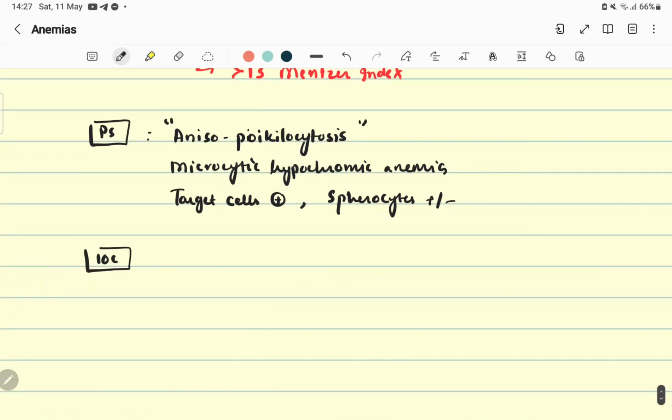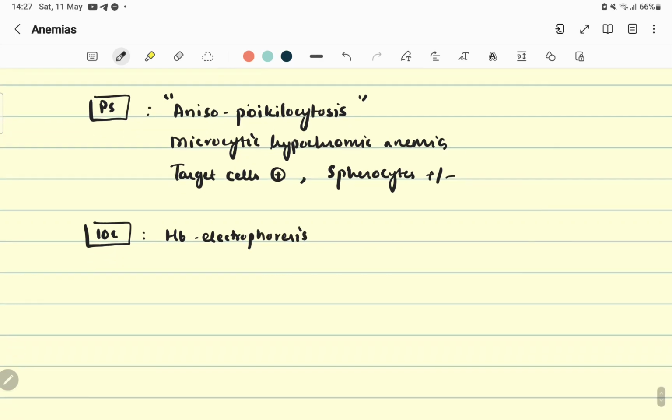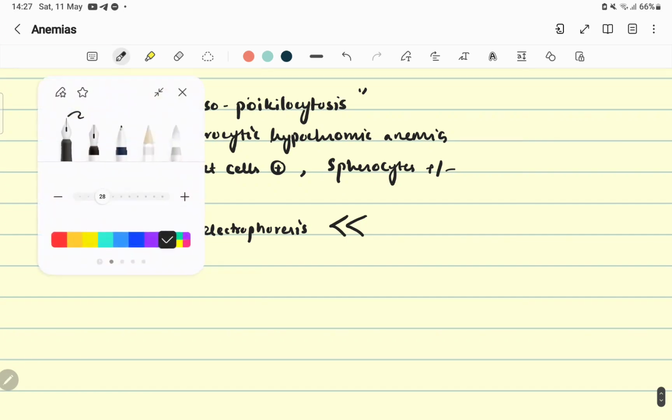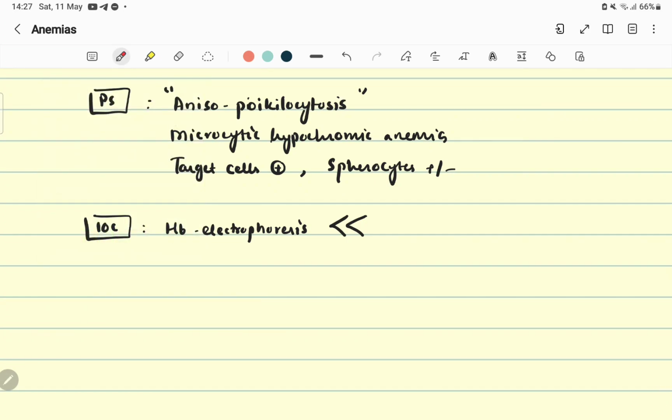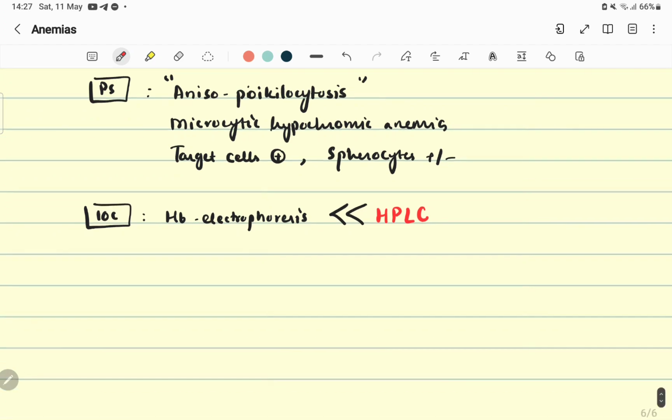Investigation of choice is your hemoglobin electrophoresis. But a better way, you can say, is your HPLC. HPLC is high pressure liquid chromatography. So blood is taken and hemoglobin is removed, kept in an electrophoretic chamber and monitored for mobility.